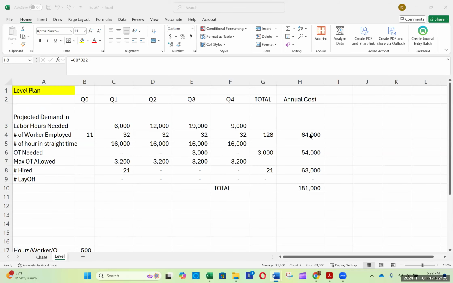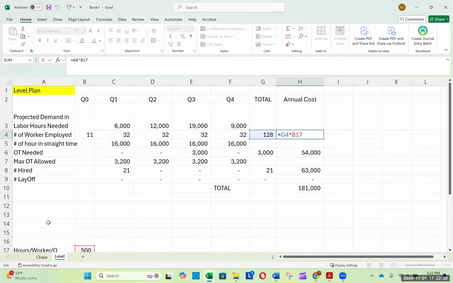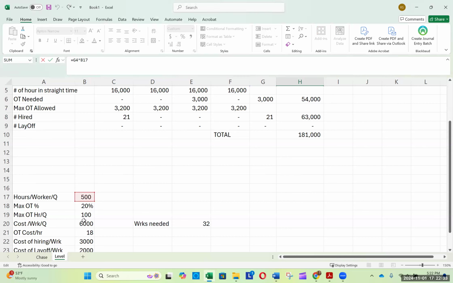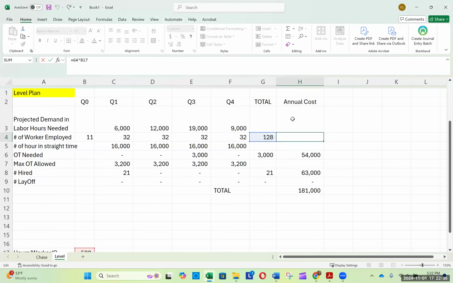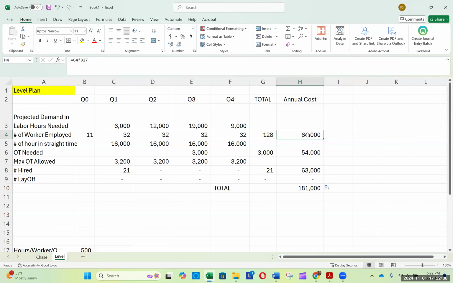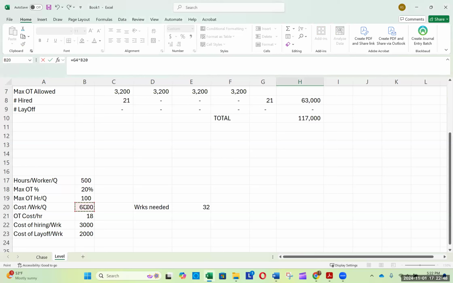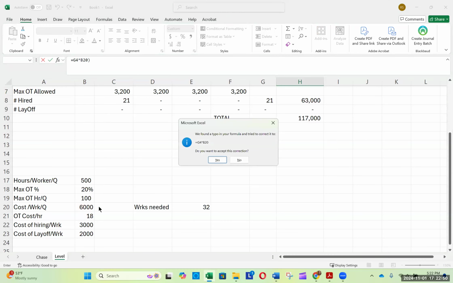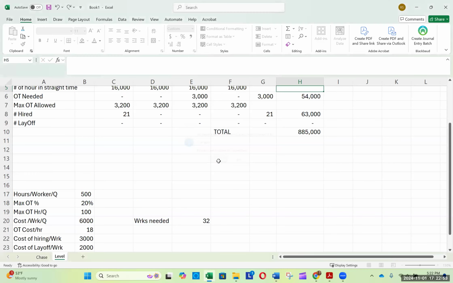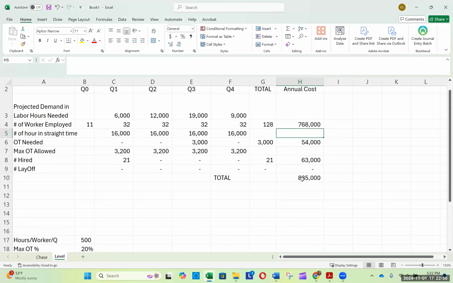Okay, so there's one little issue here. This number is wrong, and I'll tell you why. I'm multiplying it by 500. Now, really, I should multiply it by the cost, not the hour. So remember, each worker. So, pardon me. This should be 128 times. Each quarter, you're paying $6,000 per worker. This is the number. That's why we were getting a little off number. So this is the cost, $885,000 with this plan. Okay, this is the level plan.